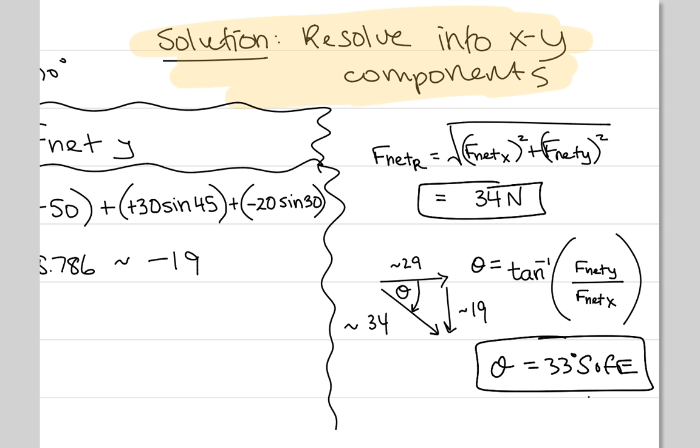So this is the force net, fully communicated. You have the magnitude and the direction.